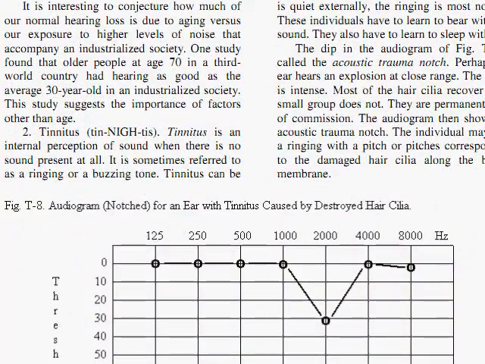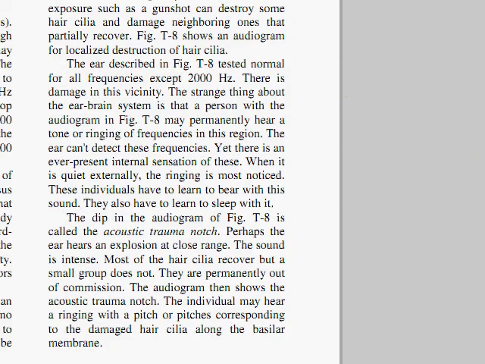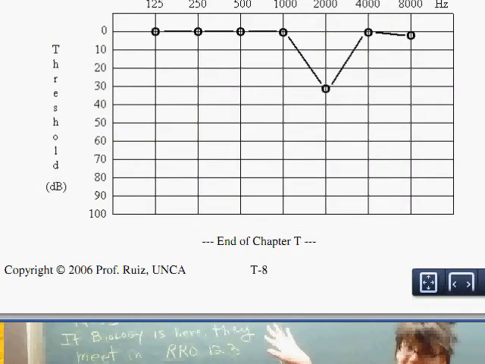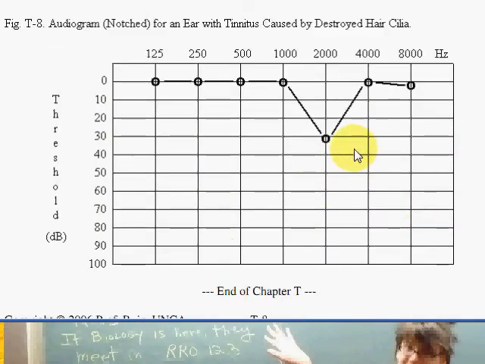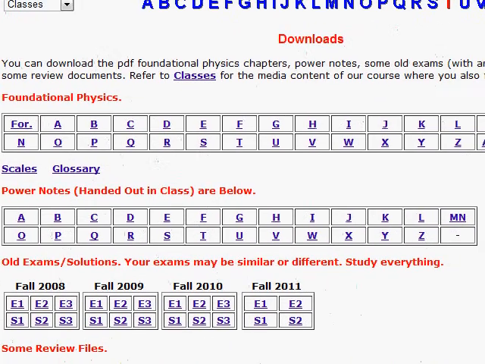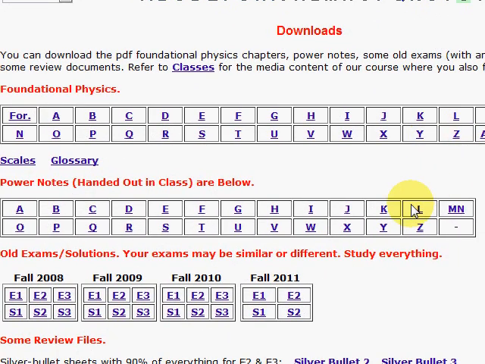Here is an audiogram of acoustic traumatic notch. Let's go ahead and get that up there for you to see. And there it is. If a gun goes off, an explosion, suddenly this is the kind of audiogram you tend to get for that. Destroying hair cilia, and then you get tinnitus. You get to hear the frequencies in there, which is sort of a double punishment, that when you have a hearing loss, you often hear the ringing in the ears. So that covers the foundational physics for the chapter on the audiograms.